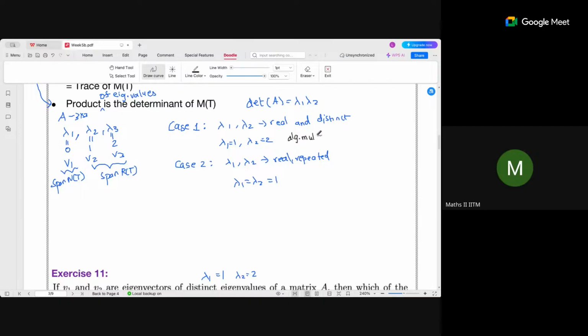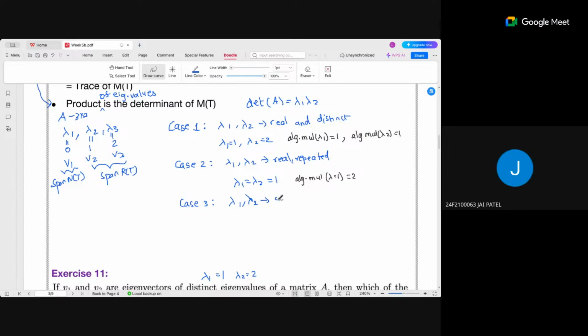Algebraic multiplicity of an eigenvalue is the number of times it is repeating as an eigenvalue of that specific matrix. So for example, lambda 1 is repeating only once here, so it is 1. And the algebraic multiplicity of lambda 2 is again 1. But what about the algebraic multiplicity of lambda equal to 1 here? It is 2 because it is repeating twice. Okay. Now the case 3, lambda 1, lambda 2. What is case 3? Can anyone remember?